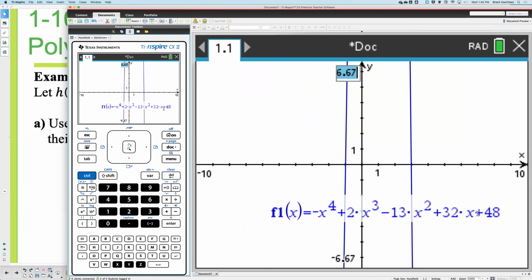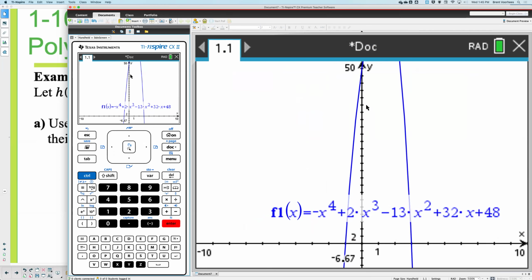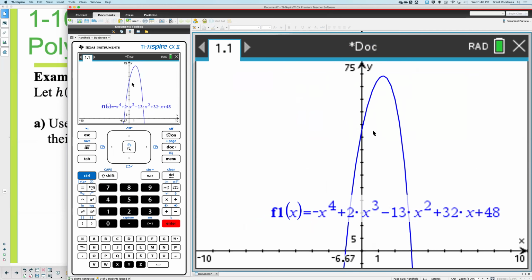What do you think is a good number to start off at? 48. Why 48? That's the y-intercept. So I'll just pick a bigger number. I'll do 50. Now, is 50 high enough to see the maximum on the graph? No. So we need to go a little higher. How much higher do y'all want to go? You want to try 75? Is that high enough? Yes, it is.